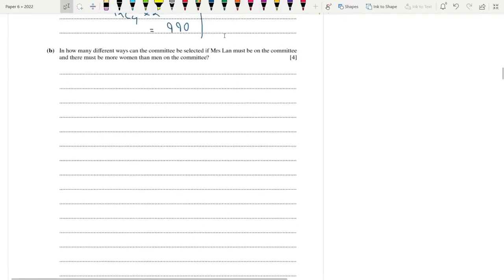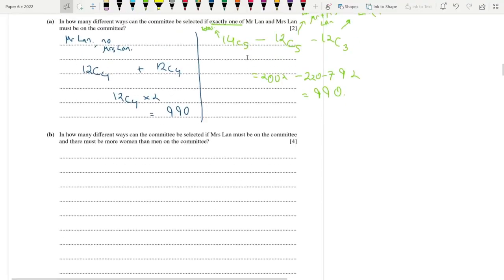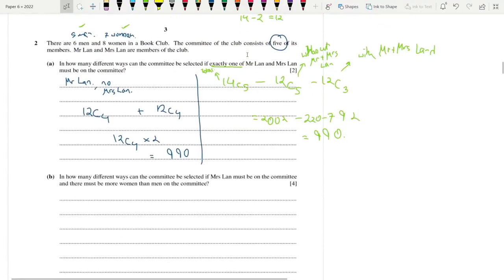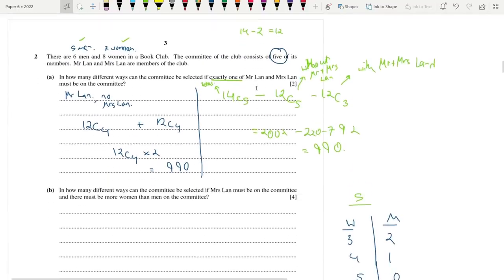Next, in how many different ways can the committee be selected if Mrs. Land must be on the committee and there must be more women than men on the committee? Okay, so listen, guys. We have 5 members in total, you know. So women, men. So there must be more women than men. Okay, so the possible combinations are 3 2, 4 1, and 5 0. There's no other way. This is it.